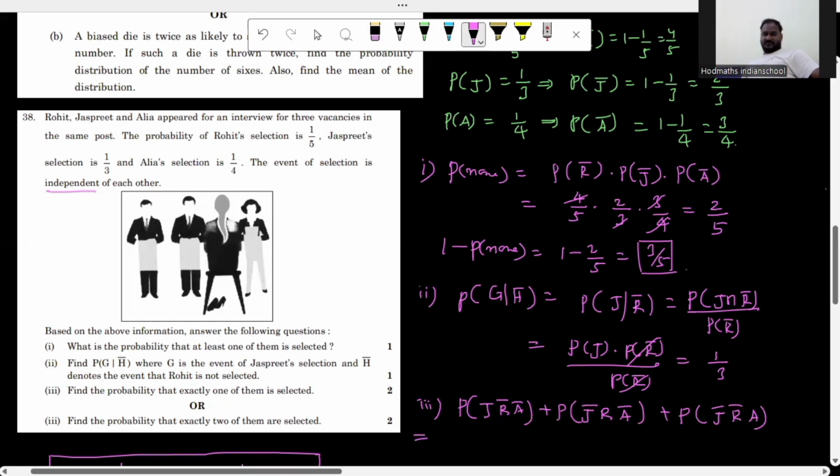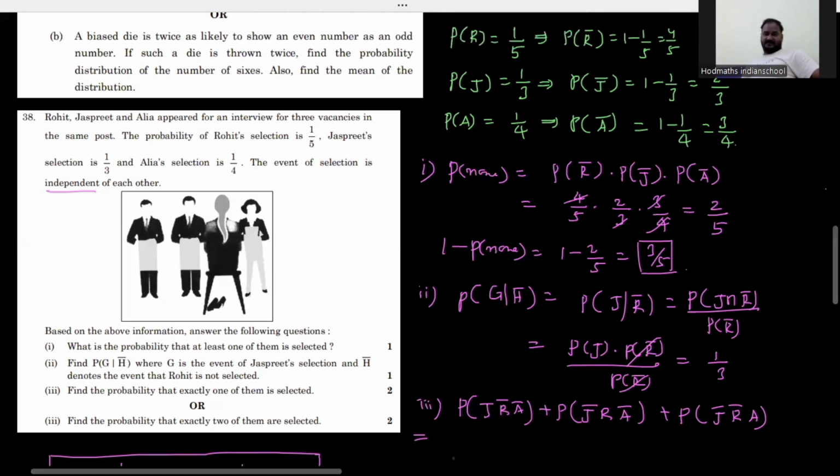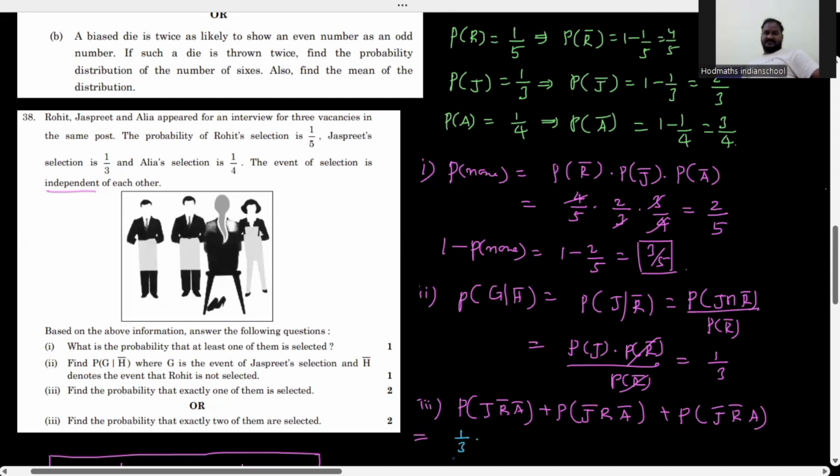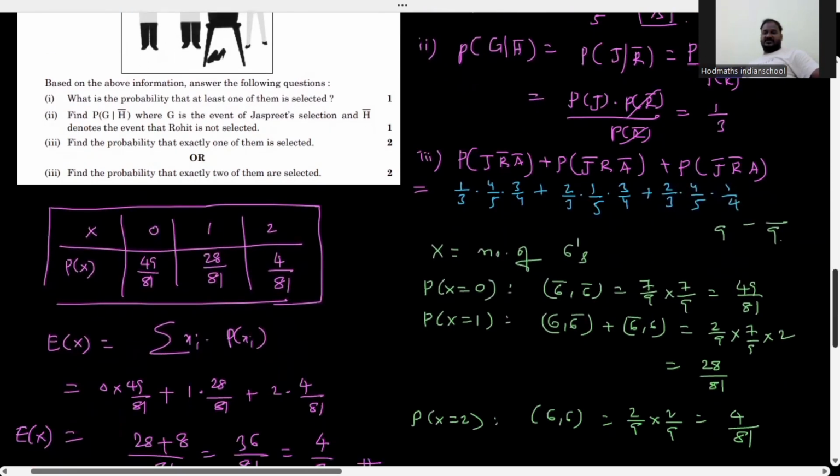Now you have all these probabilities. Probability of J is equal to what? See, I am taking probability of Jasprit is 1 by 3 into Rohit is not getting selected, 4 divided by 5, and Alia is also not getting selected, 3 divided by 4, plus probability of J complement is 2 divided by 3, but Rohit is getting selected, 1 divided by 5, and Alia not getting selected, 3 divided by 4, and Jasprit is not getting selected, 2 by 3, Rohit is not getting selected, 4 divided by 5, but Alia is getting selected, 1 divided by 4. Okay, so when you simplify this, what do you get?